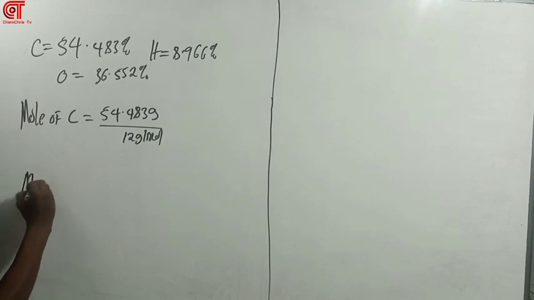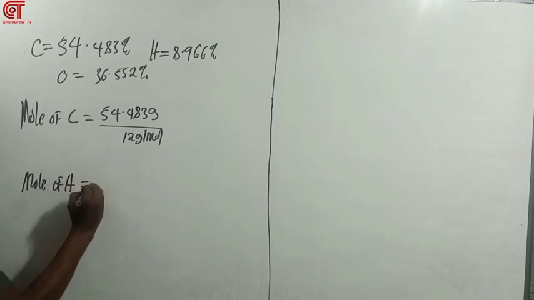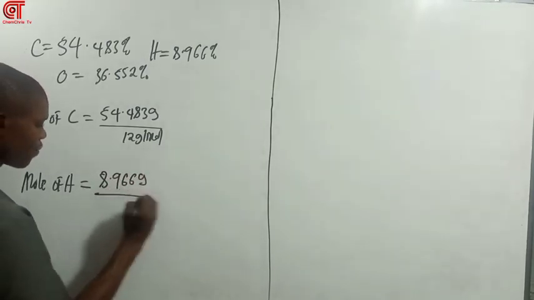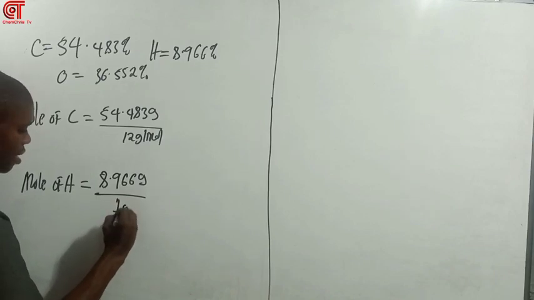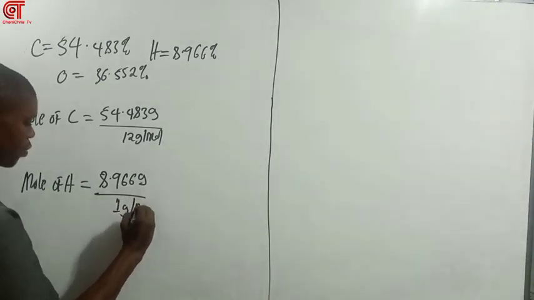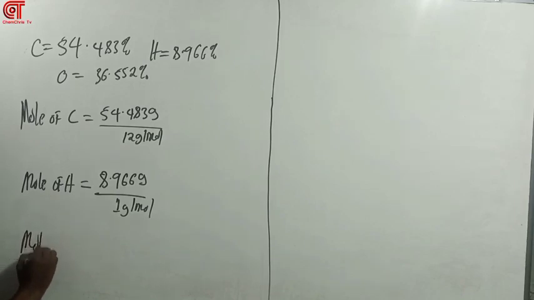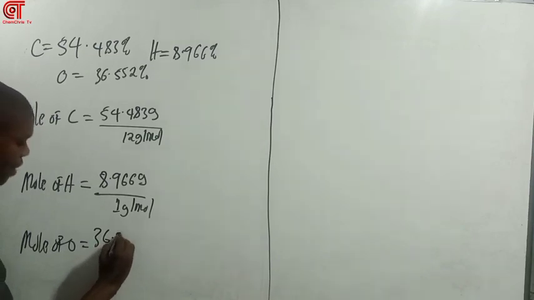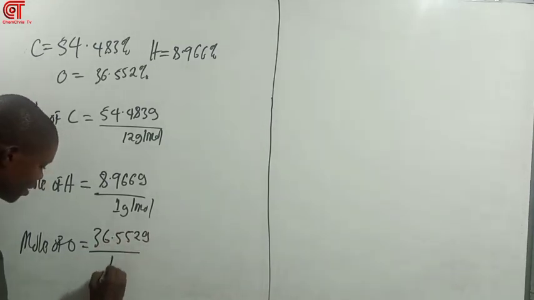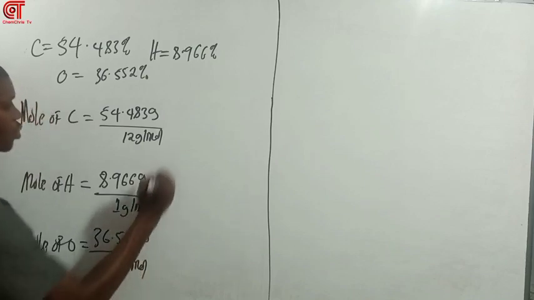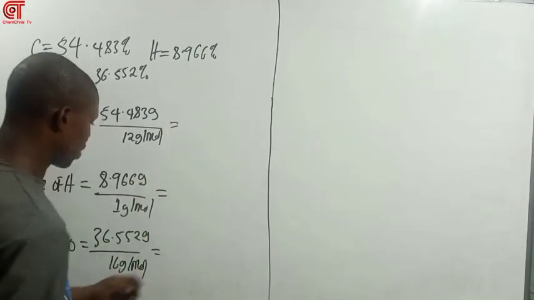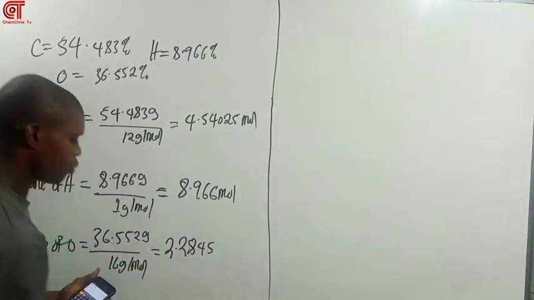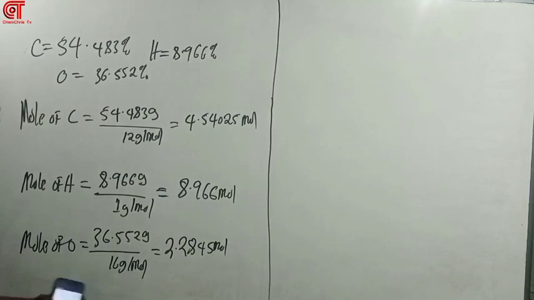So you have mole of hydrogen is equal to 8.966 gram over 1 gram per mole. Then here we have mole of oxygen also equal to 36.552 gram over 16 gram per mole. So what you want to do here is use your calculator to get your answer, the moles.